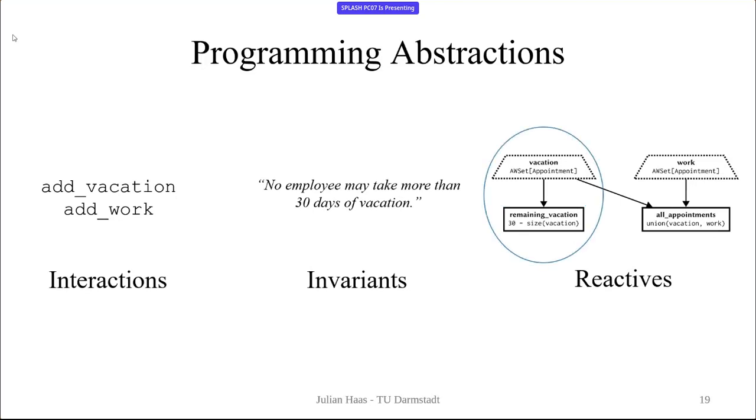Now, because we have this data flow graph, and I should probably also mention that these graphs are static in Lo, so they are statically defined in the input program, we know that there's exactly one source reactive which can actually affect remaining vacation, and that is the vacation reactive. So in turn, we know that we only have to consider the interactions which modify the vacation reactive, in this case, add vacation. So whenever we want to verify that this invariant holds for the application, we only have to consider the interactions which affect the affected part of the data flow graph.